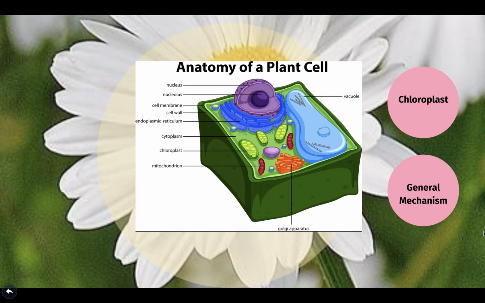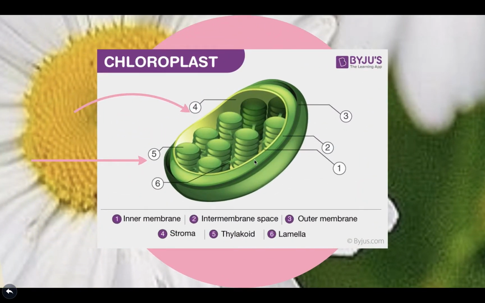In this diagram, we can see the interior of a plant cell. We can see the intracellular organelles, including the chloroplast. Here we can see the inside of a chloroplast. It contains 6 different components, but the thylakoid and the stroma are the main sites for photosynthesis.